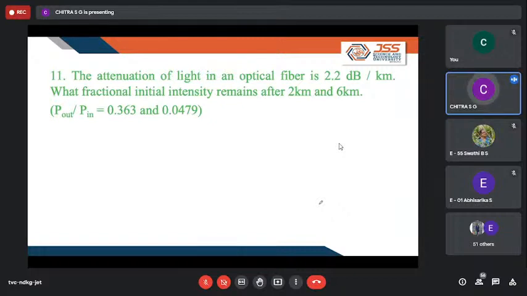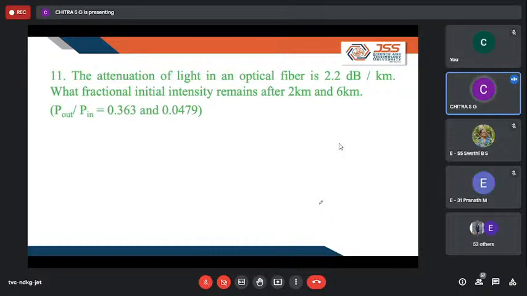So write this down, and I've given the answer. It is similar to the previous one that we have done. The attenuation of light in an optical fiber is 2.2 decibel per kilometer.